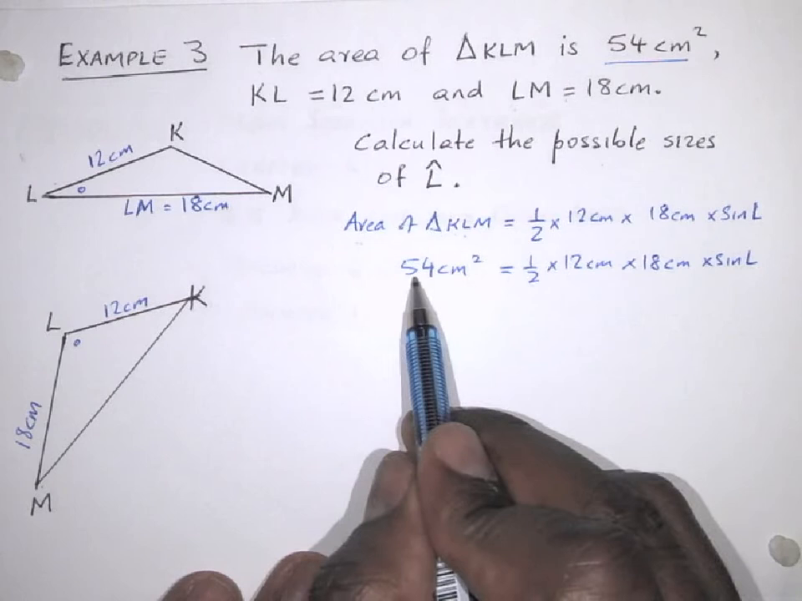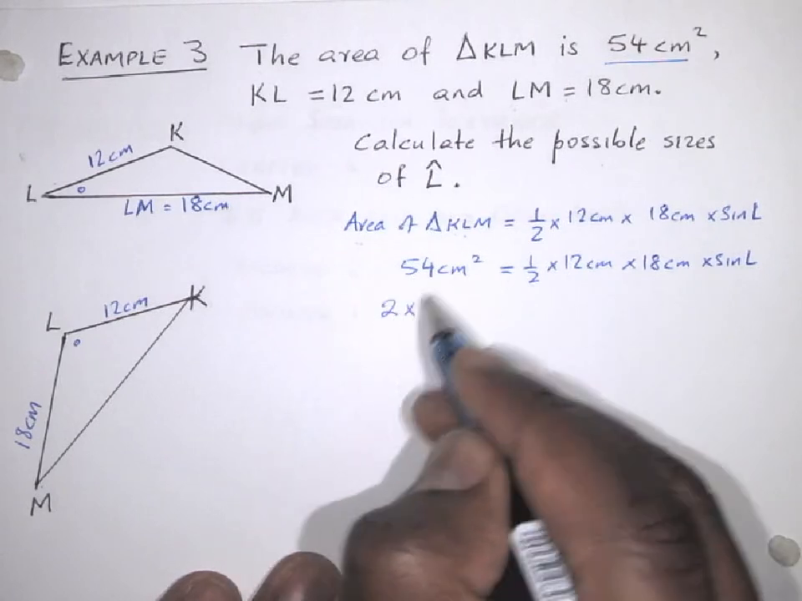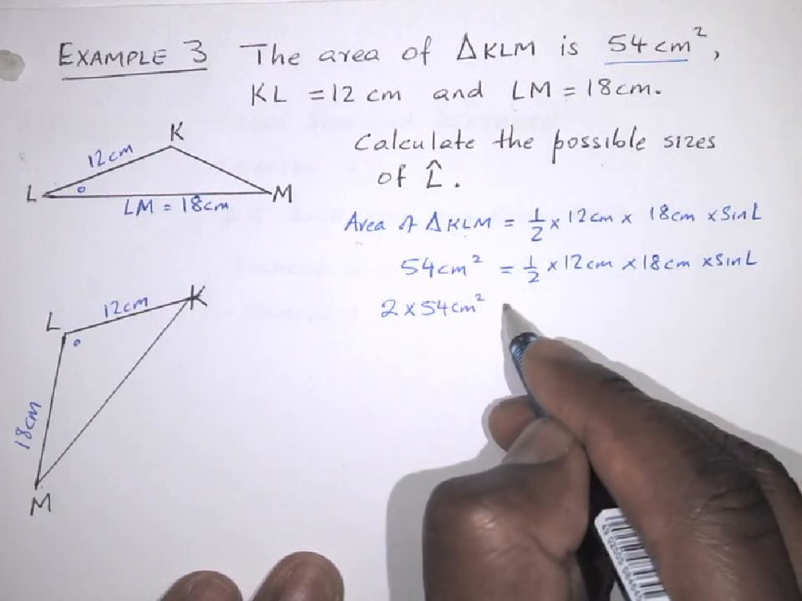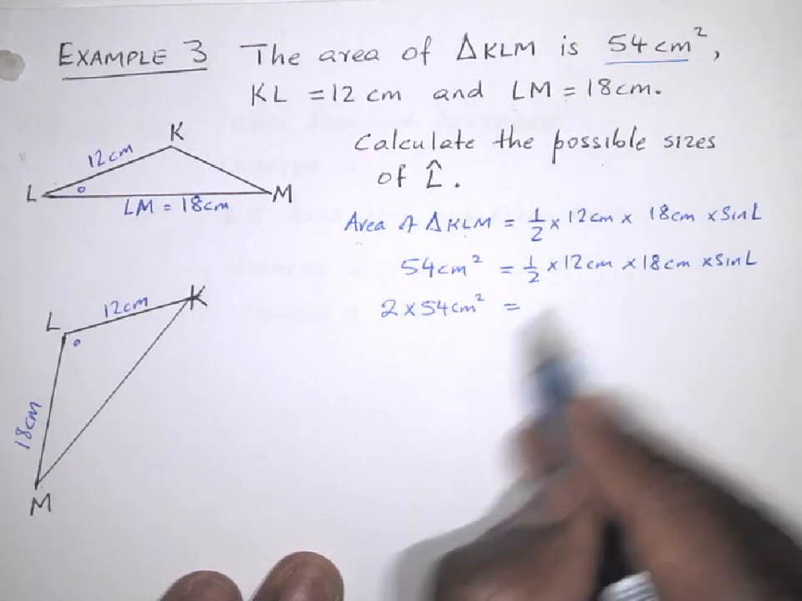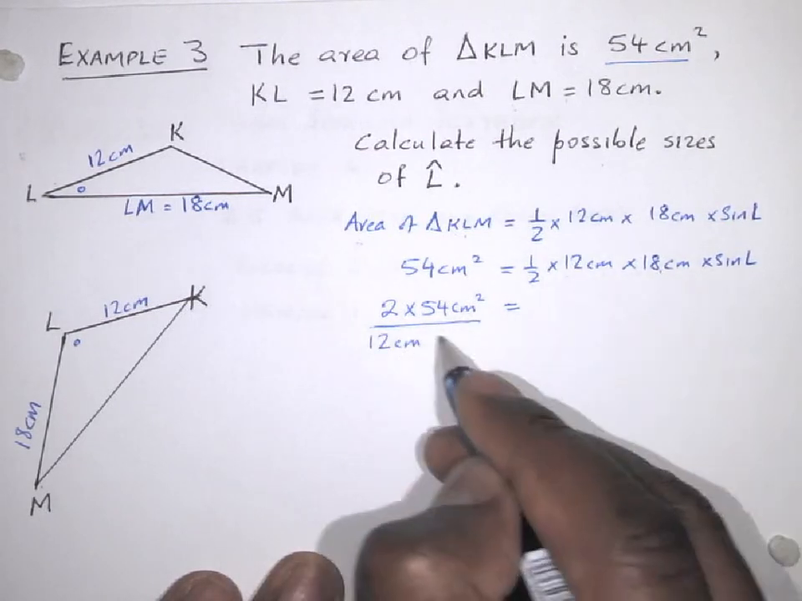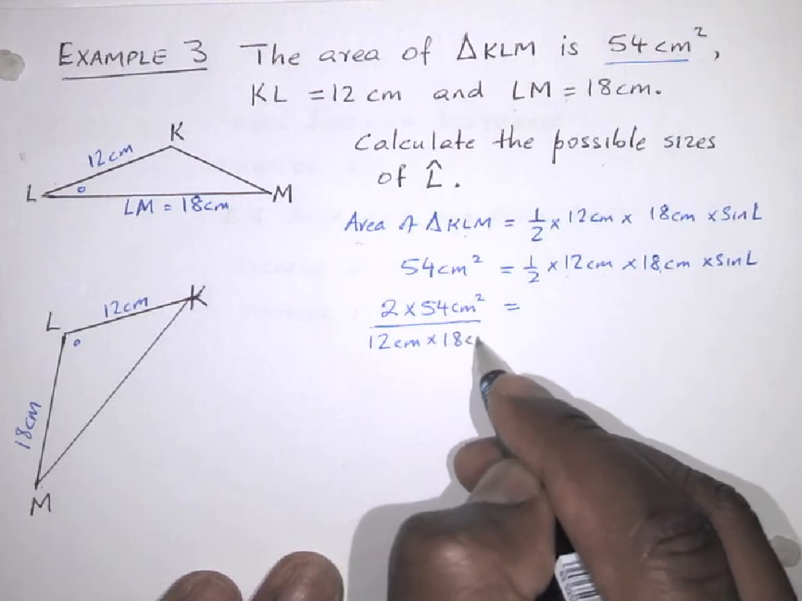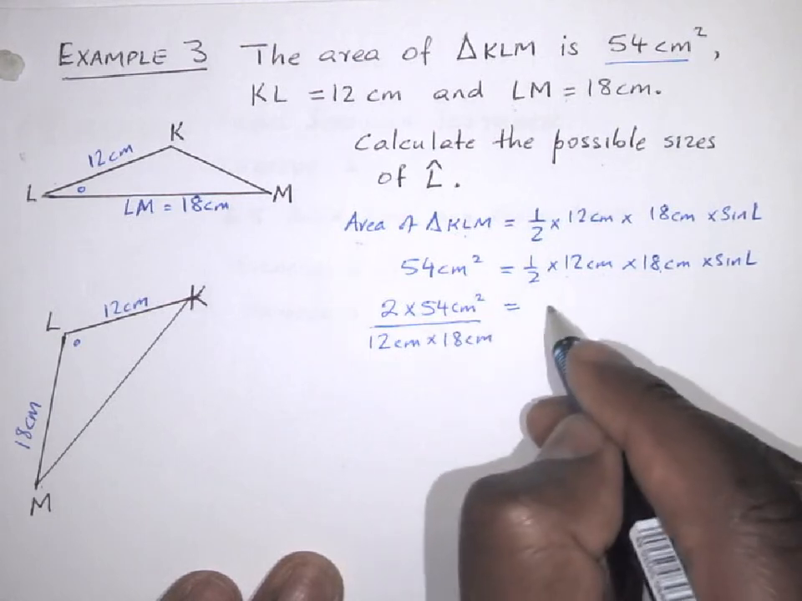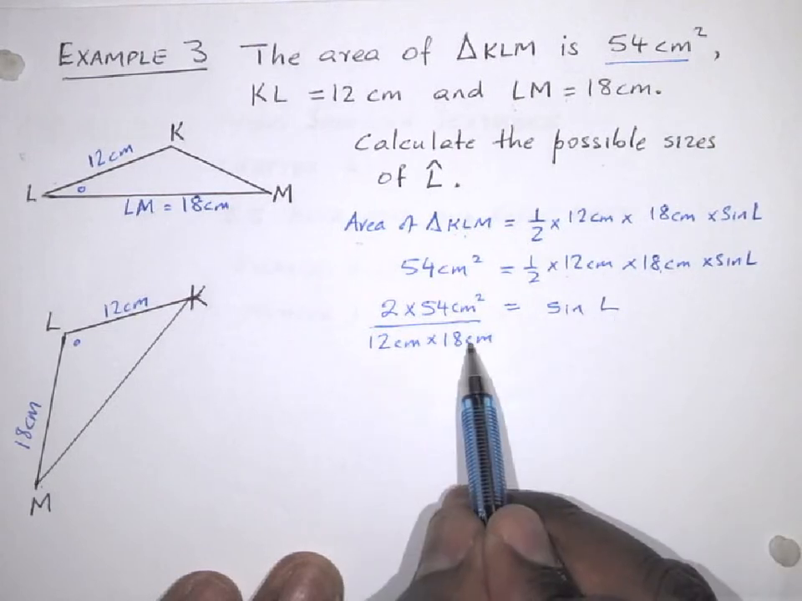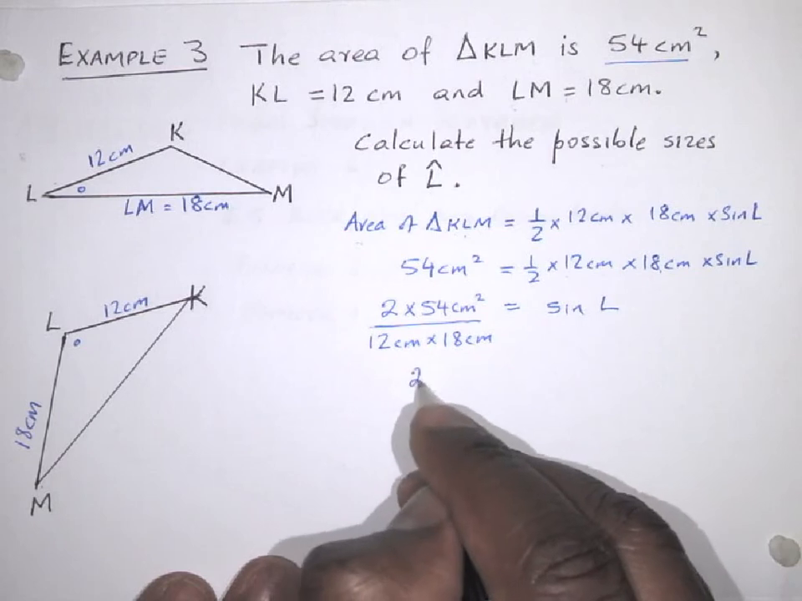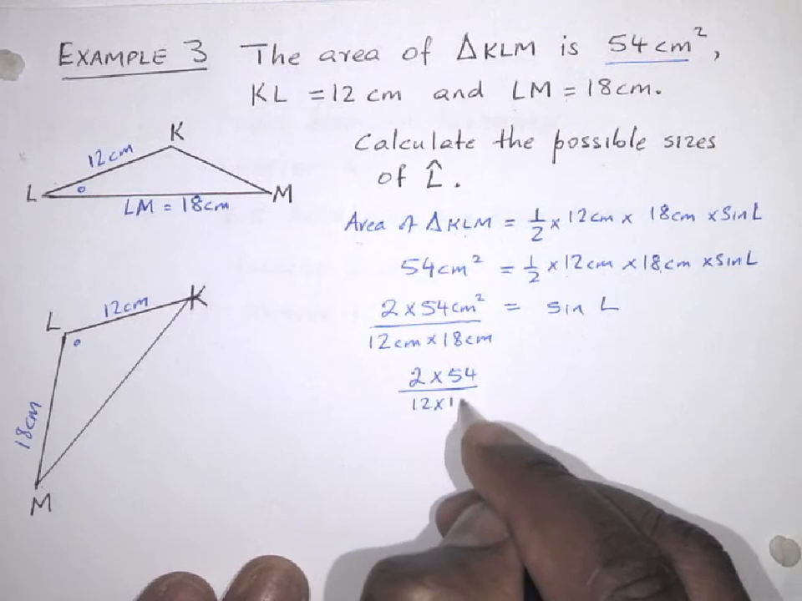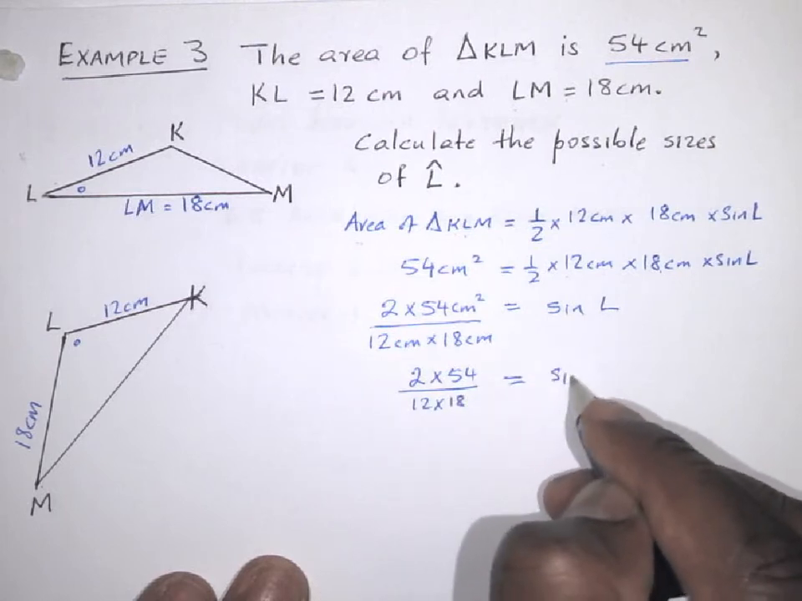Now how do I solve for sine L? I can cross multiply, so this way 2 multiplied by 54 centimeters squared will be equal to, now the 12 centimeters will divide on this side, so I'll have 12 centimeters because it was times on this side. This one will also divide on this side, is 18 centimeters. So then I'll be left on this side with sine of angle L. Obviously the centimeters and centimeters squared will cancel, so we'll eventually say 2 times 54 over 12 times 18 will be your sine of angle L.